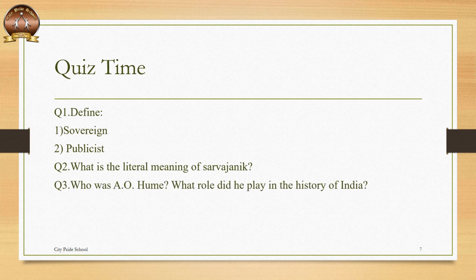Children, we have discussed about Sarvajanik. So Sarva means all and Janik means of the people. So Sarvajanik means for all the people. Now children, we have just now discussed about A.O. Hume. So A.O. Hume was a retired British official. He played a very important role in bringing Indians from the various regions together.